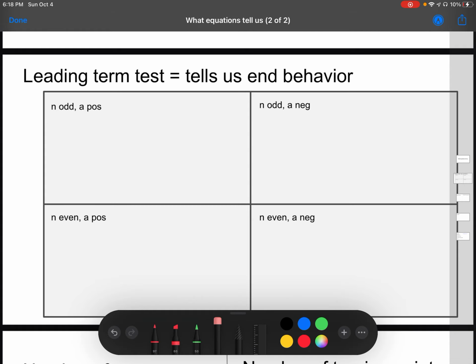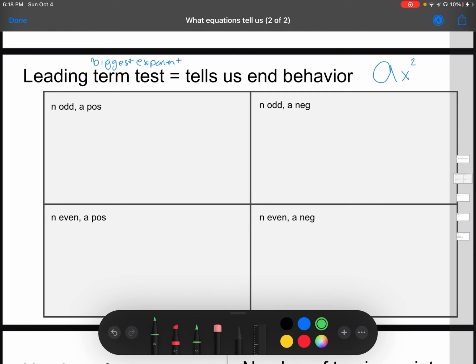The leading term test uses the first term in the polynomial, which is going to be the term with the biggest exponent. You're always looking for the one with the biggest exponent. So you'll have a number, an x, and then an exponent. The number in the front we're calling a, and the exponent we are calling n. N for exponent, a for the coefficient in front of the x.